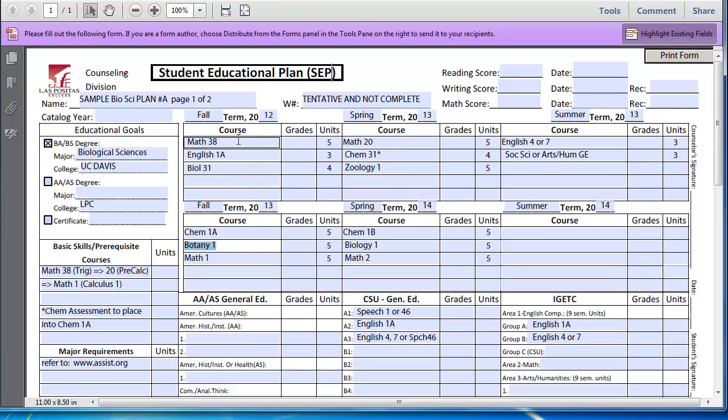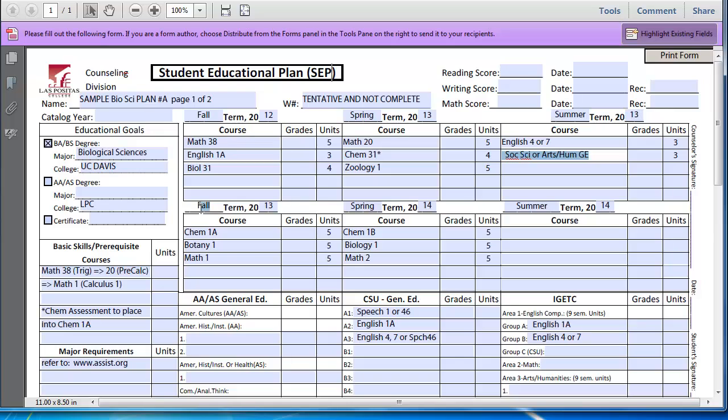Okay, so for fall 2012, a student is taking Math 38, English 1A, and Biology 31 for a total of 12 units. The following spring semester, then, the student continues with Math 20, signs up for Chem 31, and Zoology 1. So this will be a total of 14 units. Then over the summer, the student will finish their English requirement, English 4 or 7, and their social science or arts or humanities general ed course for a total of 6 units.